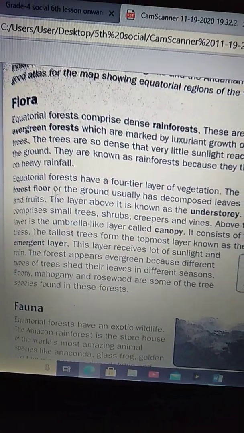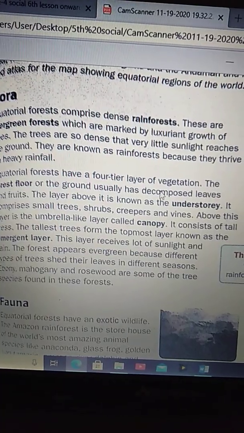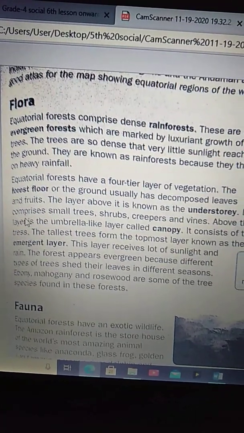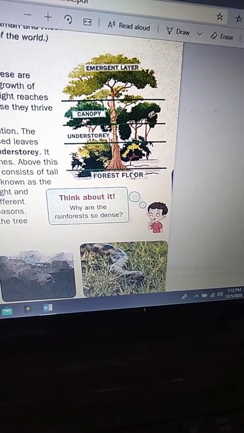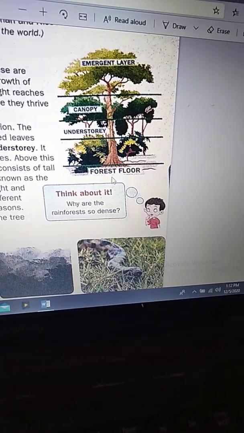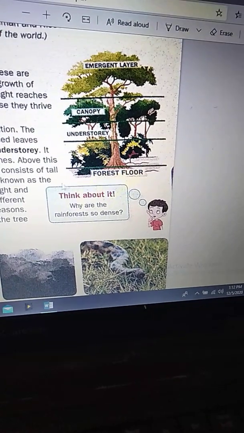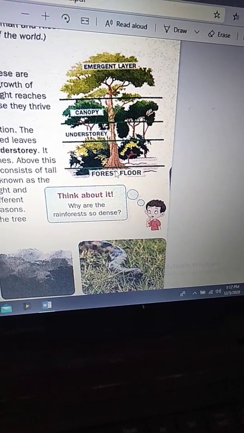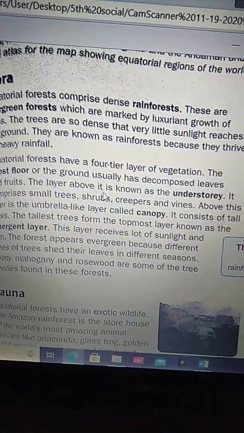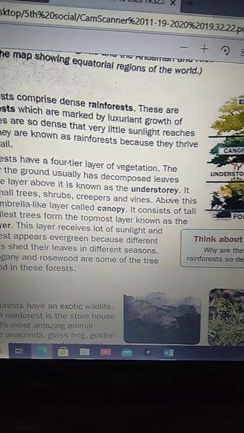The forest floor or the ground usually has decomposed leaves and fruits. This forest floor, which is also called the ground floor, usually has decomposed leaves and fruits. The layer above it is known as the understory.